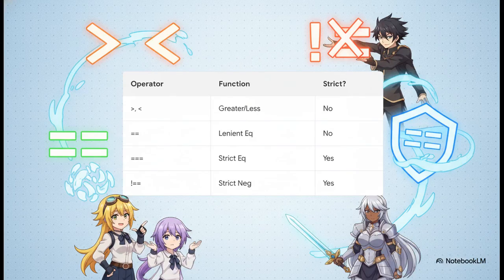And this brilliantly illustrates our complete toolkit. You've got your greater than and less than symbols purely for numeric values, so they naturally don't enforce strict typing. You've got your double equals, the lenient equality that checks values but totally ignores types, a tool you now know to use with extreme caution. And then you have the absolute stars of the show, the triple equals for strict equality and the exclamation double equals for strict negation. These are your type-checking guardians. Once you internalize this, you'll always know exactly how JavaScript is evaluating your conditions. It's a total game changer.